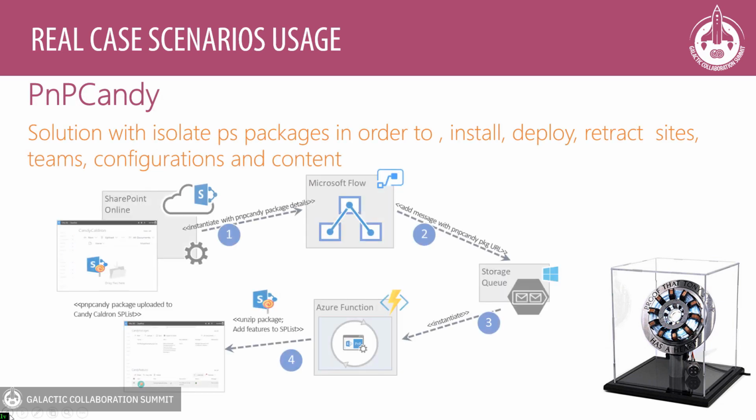So a little bit more on PnP Candy. Basically it's a zip file with a bunch of assets and PowerShell inside. The idea here is the client grabs that zip and uploads it to a document library, and the system has a Microsoft Flow or a Logic App that detects that there's a new file or package on that document library, sends a message to a storage queue in Azure, and the Azure function grabs that zip file, unzips it, and destructures or opens the assets itself and applies that structure inside a couple of SharePoint lists.